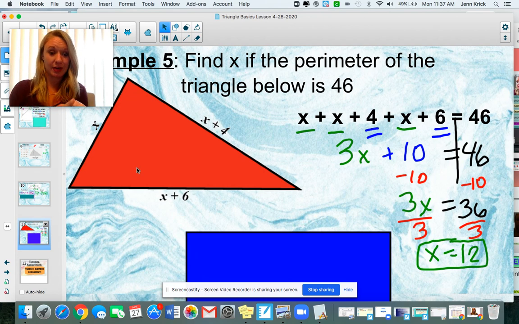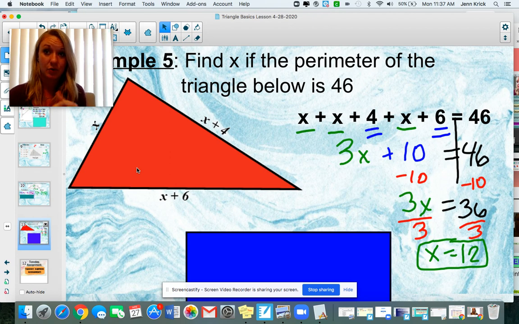All right, guys, so here's what we covered today. We know that a triangle has 3 sides. We know that the 3 interior angles add up to 180. You can find the perimeter by adding up all of your sides, and you can find the area by doing base times height divided by 2.